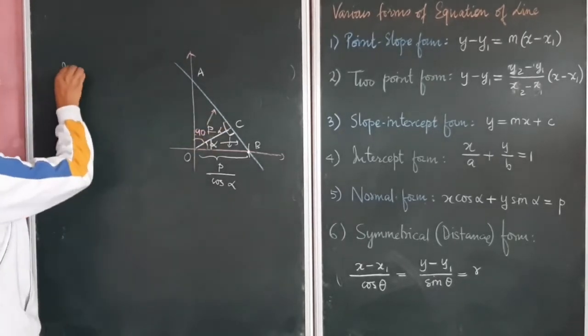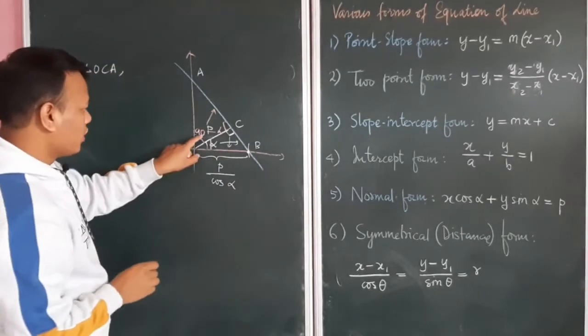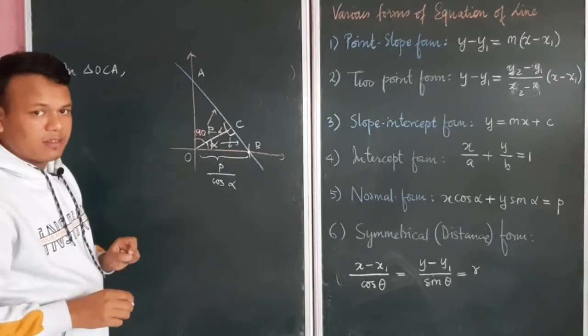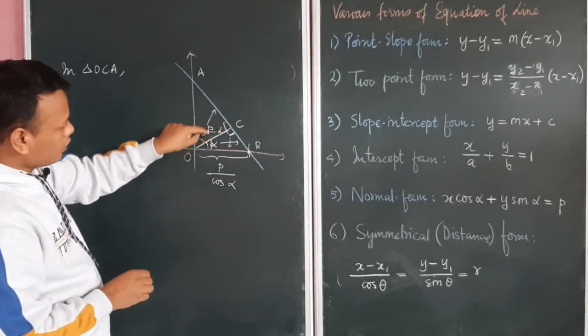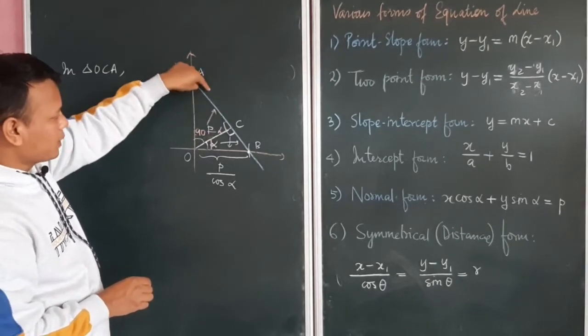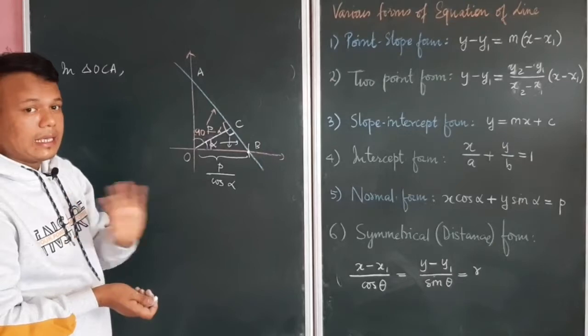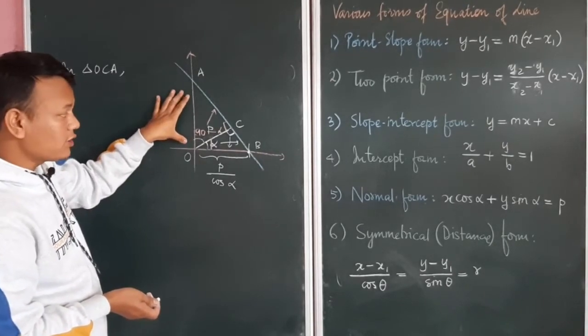So in triangle OCA, if you see here, the given angle is 90 minus alpha, right? So here this angle is 90 minus alpha. So the side opposite to theta, that is the angle, is called perpendicular. So AC is my perpendicular, but we don't want to find AC. Our aim is to find this, isn't it? This is my y-intercept.